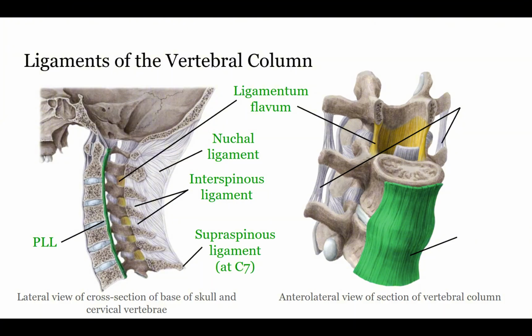In the image on the right, which shows an anterolateral view of the vertebral column, we see the intertransverse ligament. The intertransverse ligament travels between the transverse processes of the vertebral column. Finally, we see the anterior longitudinal ligament. Much like the posterior longitudinal ligament, this ligament runs along the surface of the bodies. However, this one runs on the anterior aspect of the vertebral column.